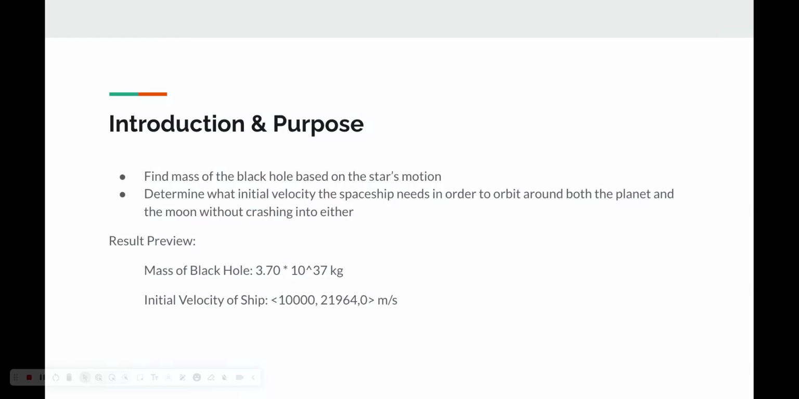A preview of the results: the mass of the black hole was 3.7 times 10 to the 37th kilograms, and the initial velocity of the ship was 10,000, 21,964, 0 meters per second.